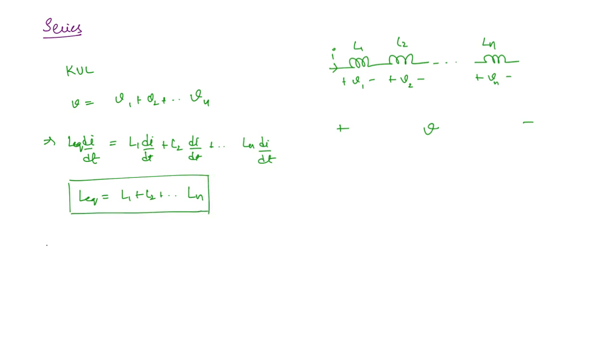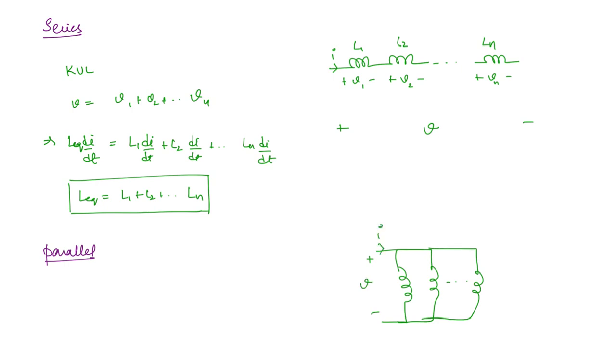Now what about the parallel combination? In parallel combination, what is going to happen? The voltage is going to be the same across all of the inductors. The total current we take as I, and each individual current we take as I1, I2 and so on till In. And these inductors are L1, L2 and so on till Ln. Now if you apply KCL here, then I is equal to I1 plus I2 plus so on till In.